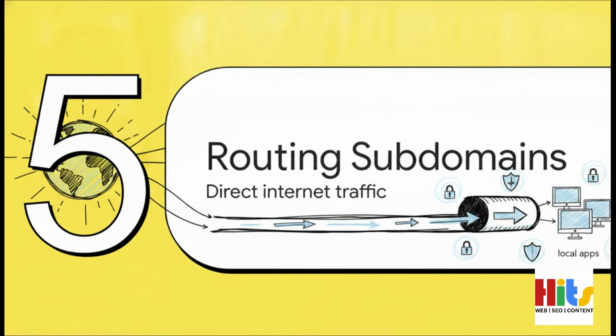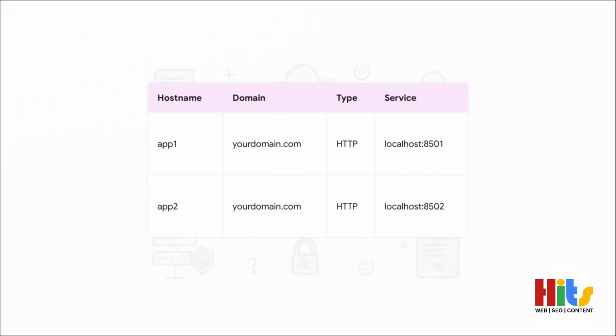Section 5. Routing your subdomains. Directing internet traffic. Inside the Cloudflare dashboard, under your newly created tunnel, you'll head over to Public Hostnames. Here, you map each specific public URL directly to its corresponding unique local port. So, you map app1.yourdomain.com to HTTP localhost 8501. Then, you add a second route, mapping app2.yourdomain.com to HTTP localhost 8502.